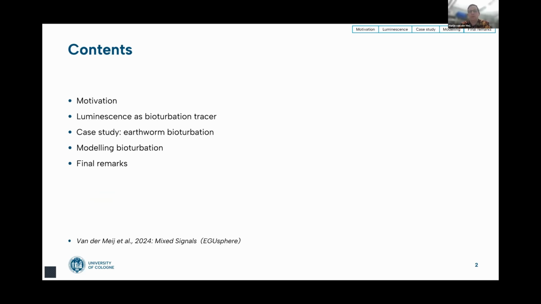On the top right, you can see which part of the presentation we are at, so hopefully you don't get lost in all the hopefully not too technical talk today. And this work is mainly based on a paper we have out in EGU Sphere, which is recently accepted in SOIL, so it should be out in a few weeks to months, I hope.